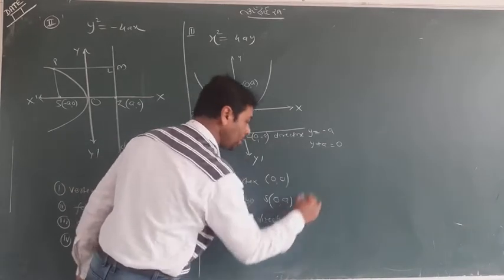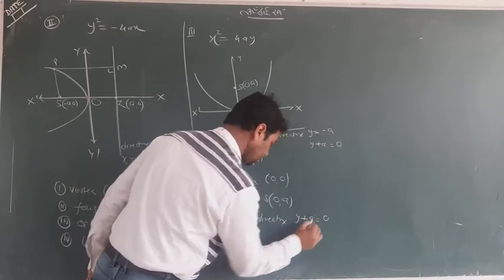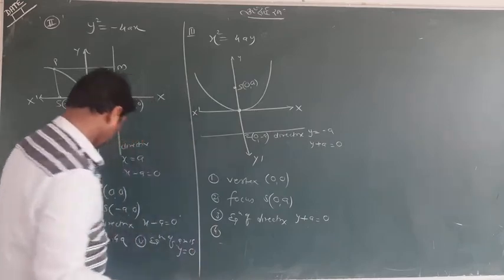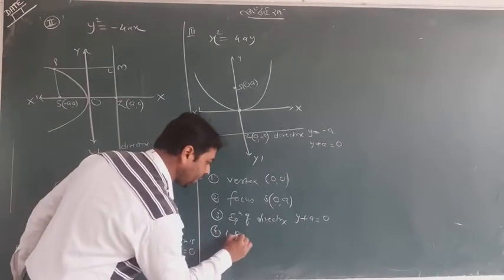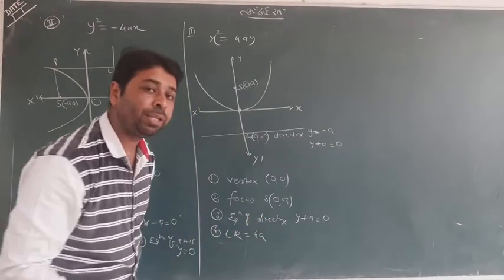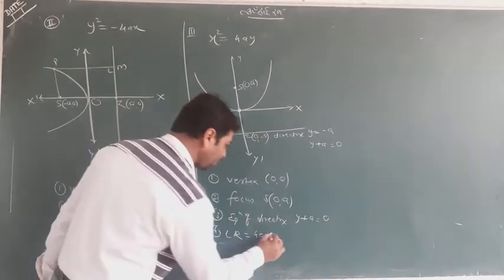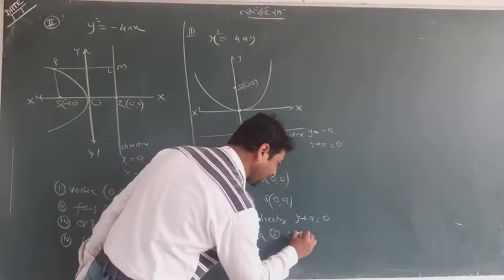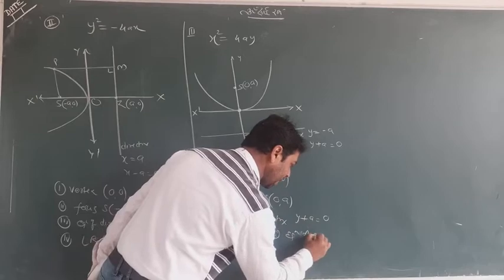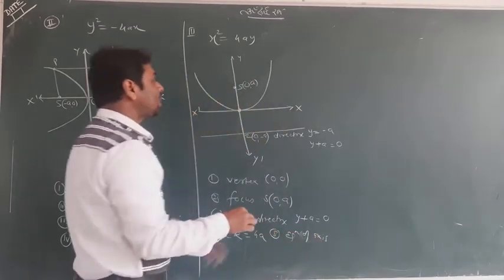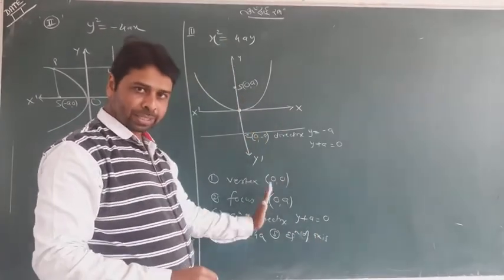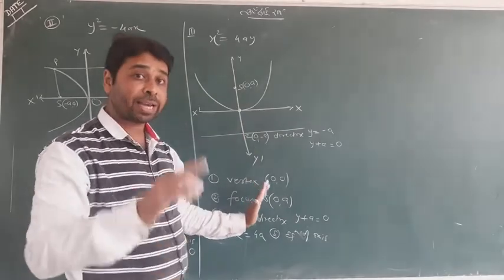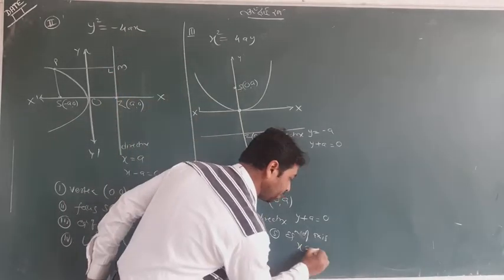Third is the equation of the Directrix. We have already found here y plus a is equal to 0. Fourth is the latus rectum. The length of the latus rectum is always 4a for any kind of parabola. And fifth is the equation of the axis. Can you see that the parabola is lying along the y-axis? So what is the equation of the y-axis? x equal to 0. So I will write the same here.